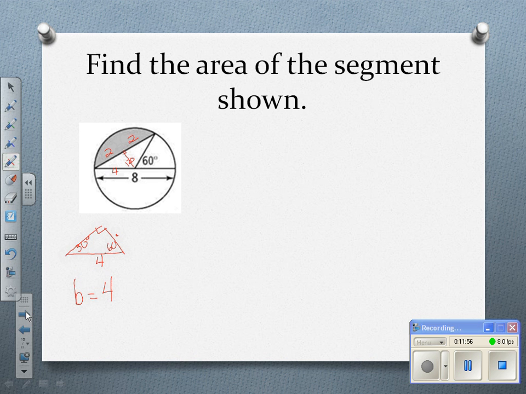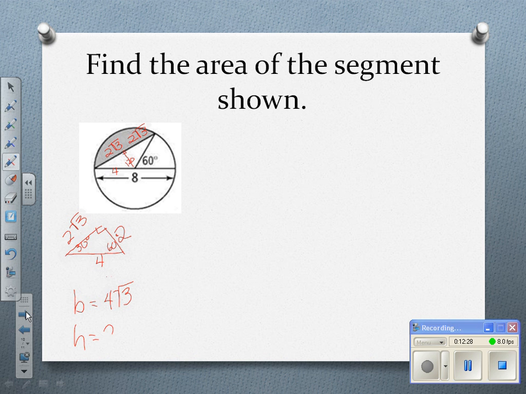If that's the 30-60-90, then the smaller side opposite the 30 is the altitude. So this is what's going to be 2. And opposite the 60 is going to be 2 root 3. So this is 2 root 3. This is 2 root 3. So that's going to give me 4 root 3 for the base of my triangle. And the height is 2.